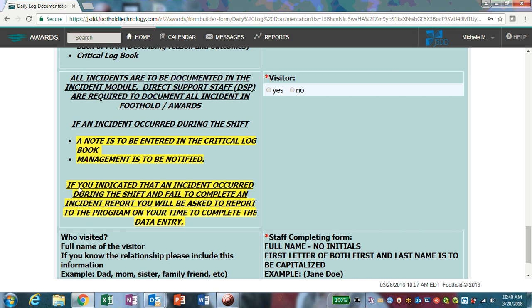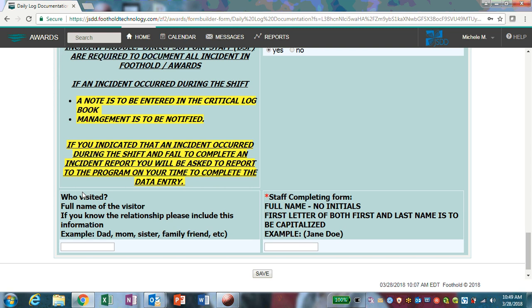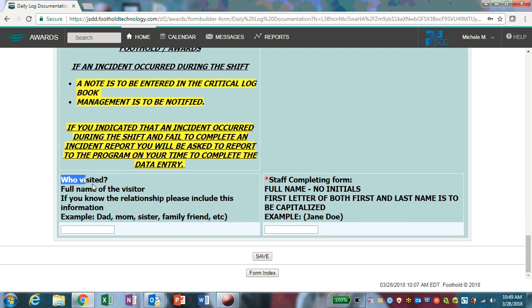If you indicate that an incident occurred during that shift, but you didn't complete an incident report, you're going to be asked to come back to the program and complete it. So just be aware of that. It is critical that it is documented. Visitor, yes or no. I'm going to go ahead and put yes. Actually, I'm going to keep it as yes because I want to complete this. Who visited?